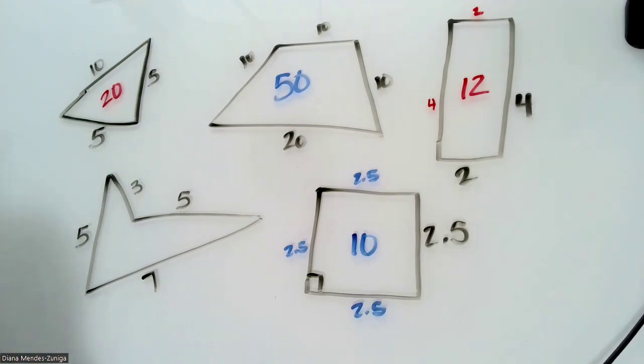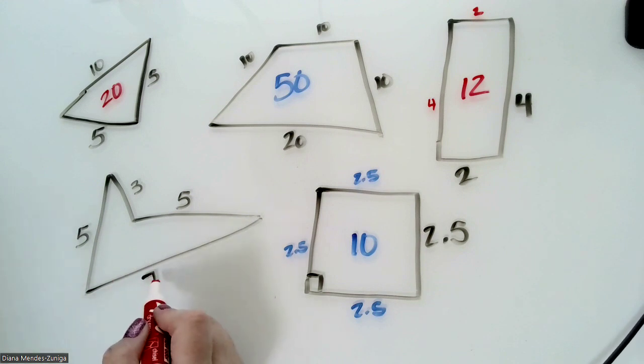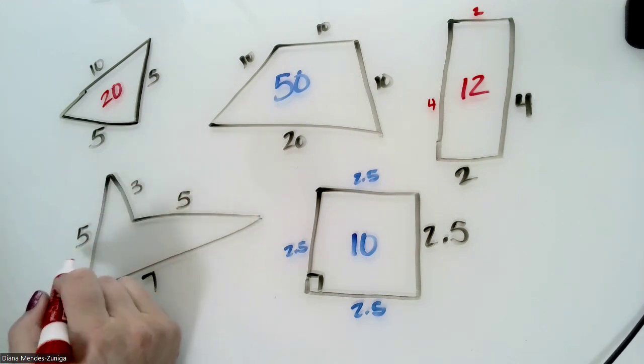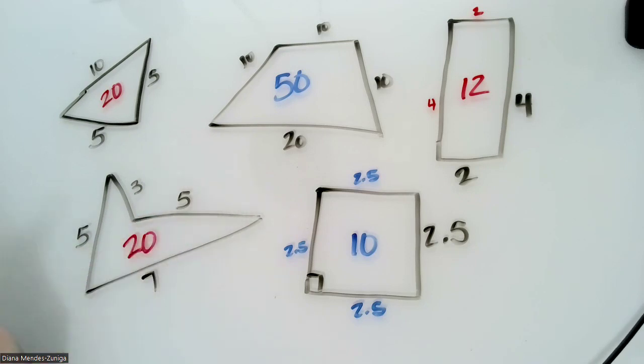Okay. And then our last one's going to be this funky shape here. Again, all you're doing is adding all of the sides. I have 7 here and 5 here. That's 12. Plus 3 is 15, and then plus 5, this shape would be 20. Okay, so that's all there really is to perimeter.